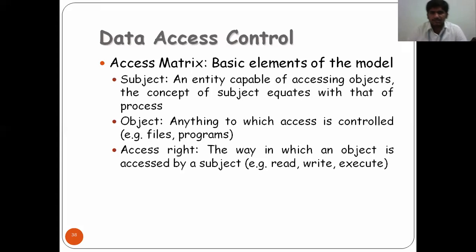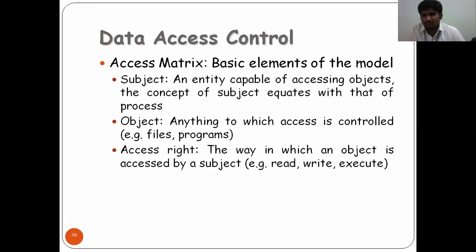Access matrix. The basic elements of the model are the subject, which has the capability of accessing the objects; the concept of subject is equivalent to that of a process. The objects are anything which is controlled, that is the files or programs or whatever it may be. Access rights means the way in which we can access, whether read, write or execute. So that is the matrix explanation: subject, object, and access rights.